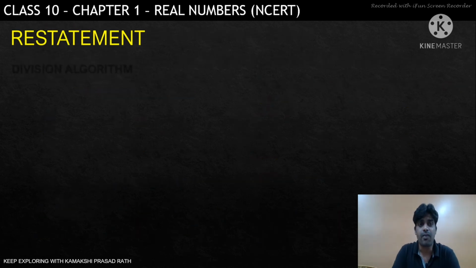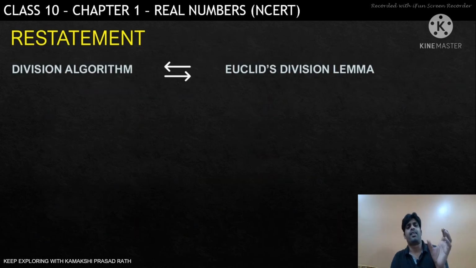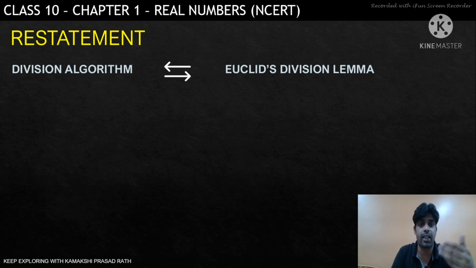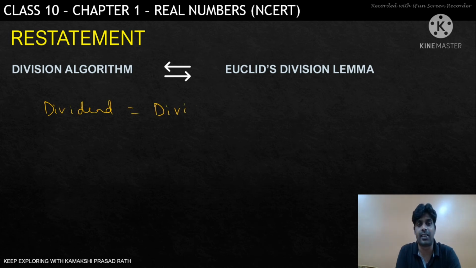Now, here we say that the Euclid's division lemma is only a restatement. So when we say restatement, it has been modified and brought into this form. That's the same division algorithm as I showed to you now. Dividend, as you can see here, equals divisor multiplied by quotient plus remainder. This is the algorithm we are using.